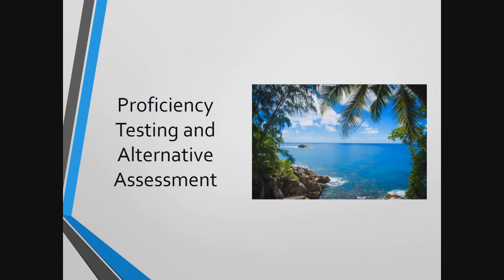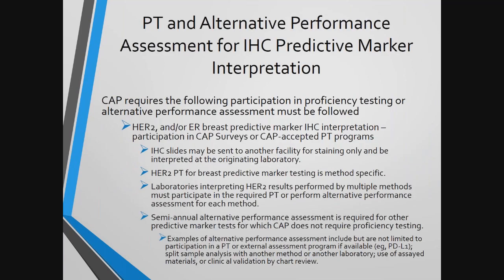Proficiency testing and alternative assessment is a key component of the quality improvement program for predictive markers, so I wanted to touch upon that quickly. Specific to CAP inspection, CAP requires that if predictive markers are performed in your laboratory, you must participate in proficiency testing or alternative performance assessments. If you only interpret HER2 and ER breast markers, you must still participate in the CAP PT program, just a little bit differently than you would if you were actually performing it.